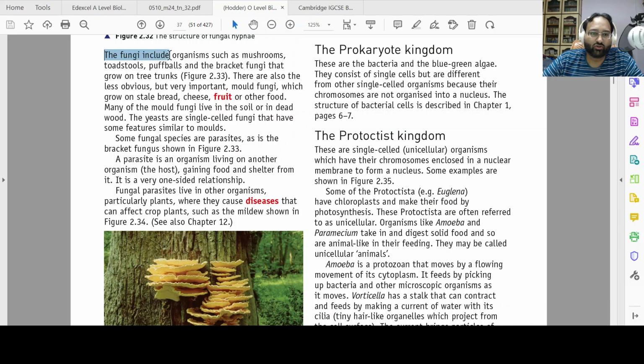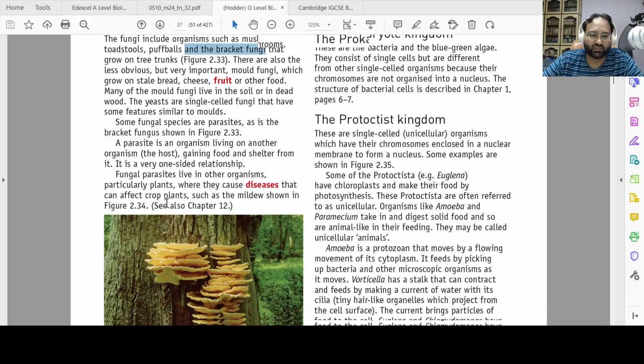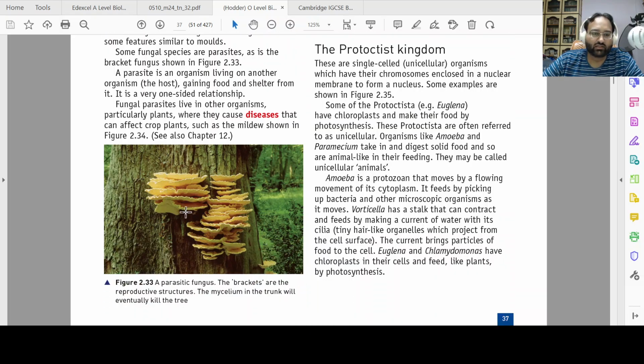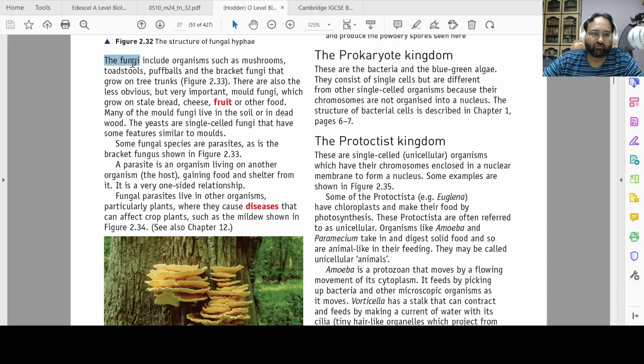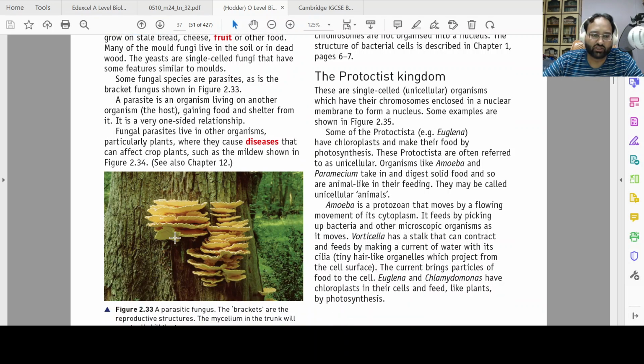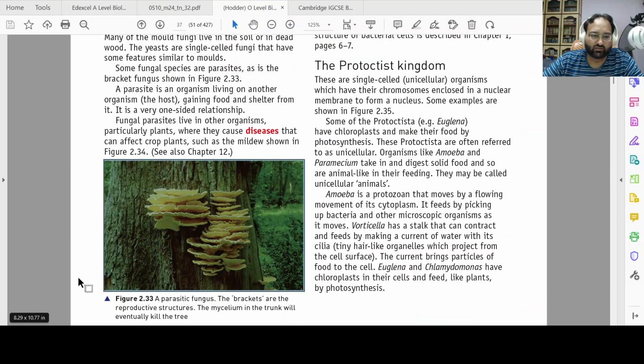The fungi include organisms such as mushrooms, toadstools, puffballs, and the bracket fungi that grow on tree trunks. Your voice got cut off, so would you mind repeating that? I was just reading this: fungi include organisms such as mushrooms, toadstools, puffballs, and bracket fungi that grow on tree trunks. The ones you see in the image are bracket fungus.